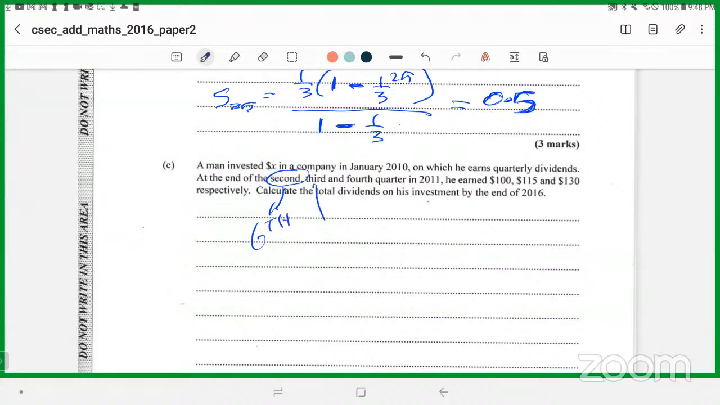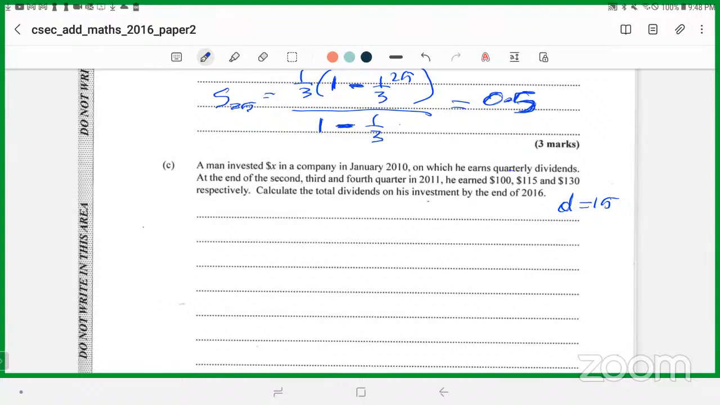And the third quarter in the second year is the 7th term, and the fourth quarter is actually the 8th term. So these are the 6th, 7th, and 8th terms that they're giving us right here. We're mindful of that. All right. And based on these consecutive values, it is clear that the common difference is $15 by observation. No calculation needed for that.